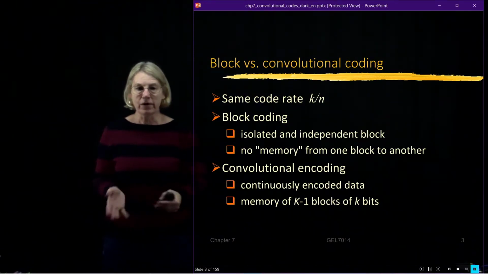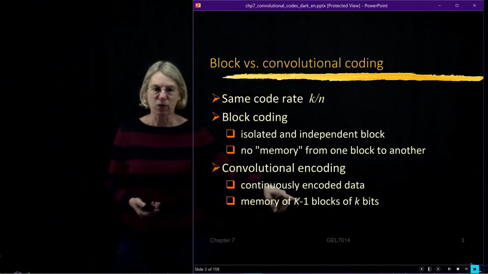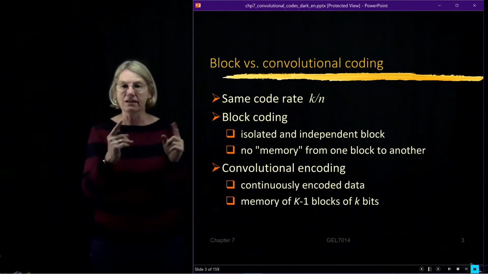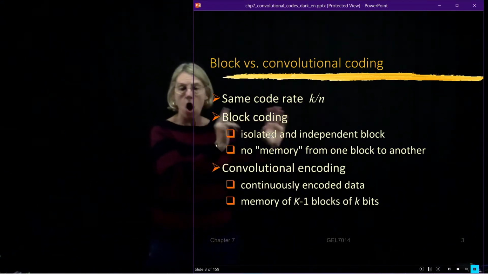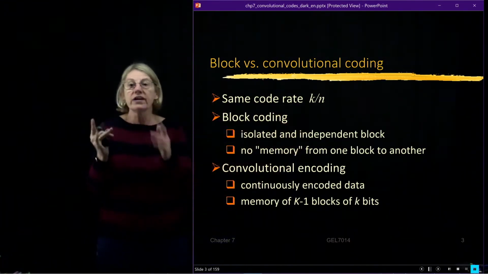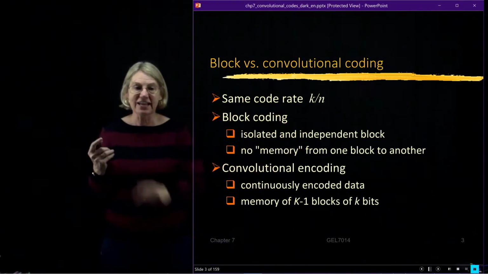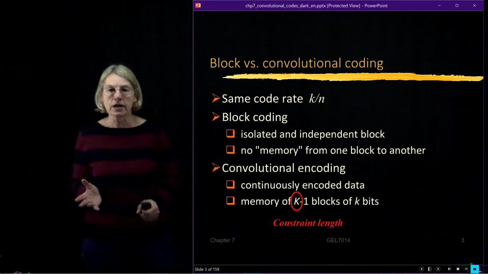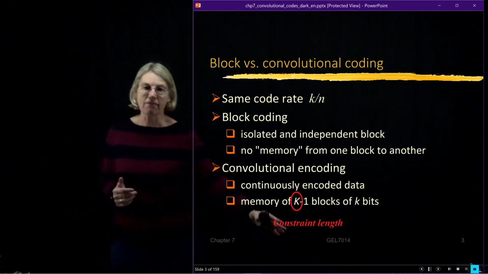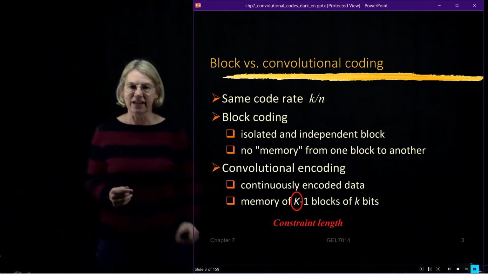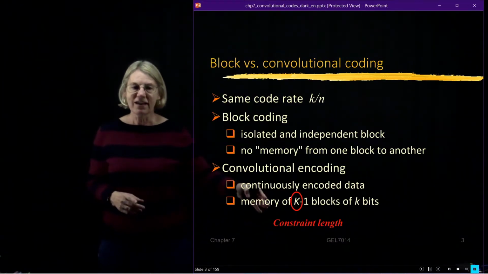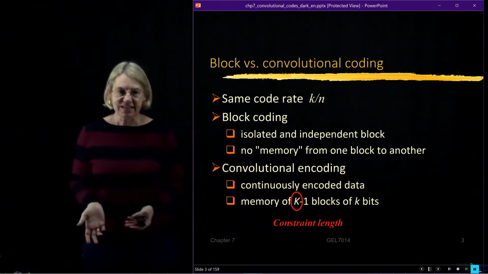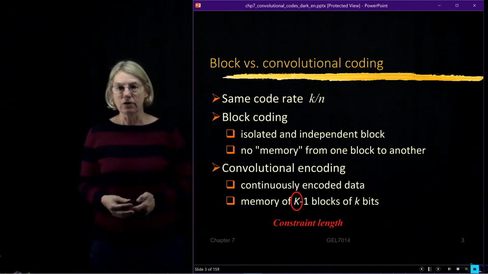And in general, memory of capital K minus 1 blocks of k bits come into it. In other words, when I'm doing my shifting, at a certain point I will have shifted all of the previous bits out that will no longer influence the next one. And what does that take? That's what I call capital K, which is the memory of my encoder, the memory length of my encoder. And we have a special name for this memory length for convolutional codes. We call that a constraint length. So capital K is the constraint length of the coder, and lowercase k is the number of bits that are being encoded.